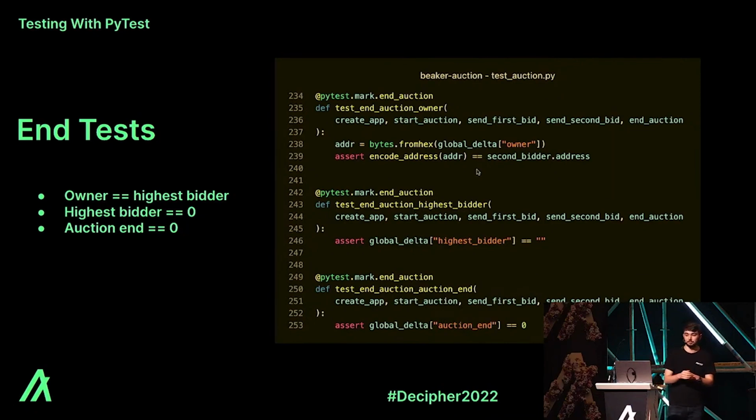And then we also want to be checking that the highest bidder is set to an empty string and our auction end is set to 0. So basically reinitializing those default values that we had. And again, if you remember, we used dry run here. So we're using this global delta variable that we got from the dry run when we sent it to our node.